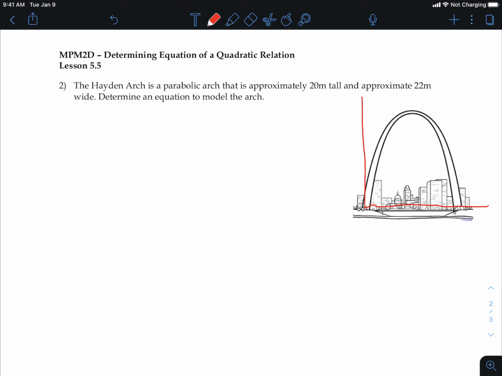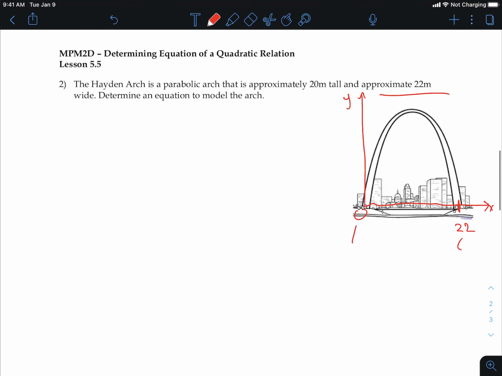So let's just draw our numbers on here, like label it as if we were going to do this. Here's y. Here's x. Where does x start? 0. How wide is the arch here? I know the other one's over here at 22. If I have the option to work with a zero, I kind of want to work with a zero. Now what? I have information about the graph's x-intercepts. One's at 0 and one's at 22.